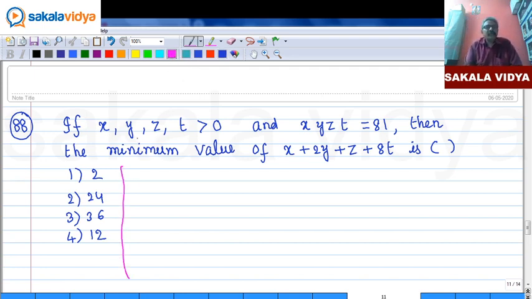If x comma y comma z comma t are greater than 0 and x into y into z into t is equal to 81, then the minimum value of x plus 2y plus z plus 8t is. For this one we need to apply the arithmetic and geometric inequality. I will explain. What is the arithmetic mean, AM-GM inequality?